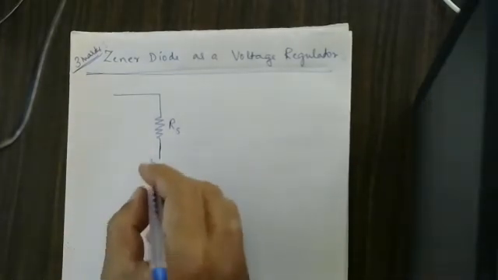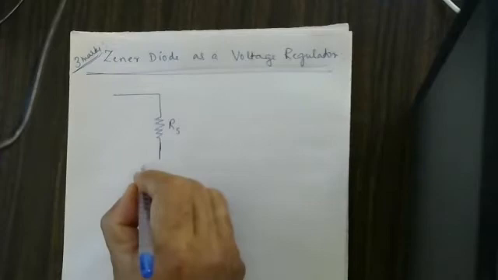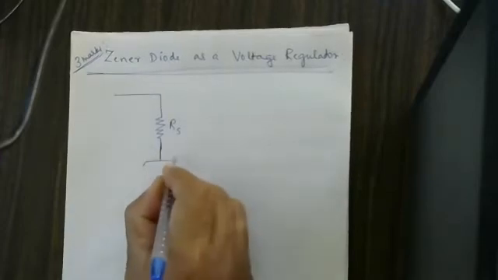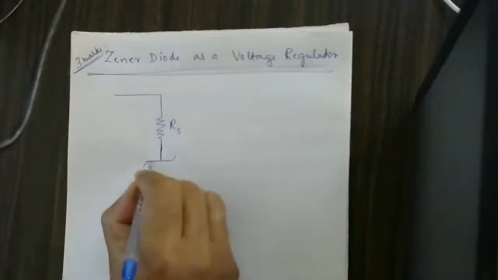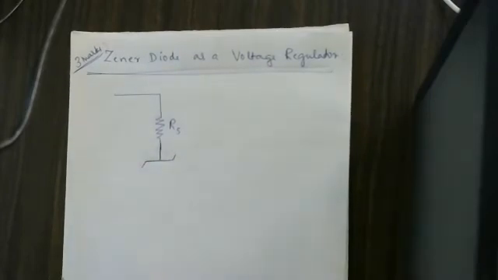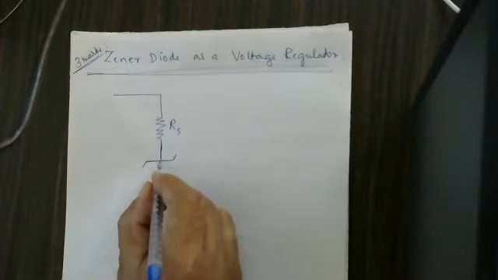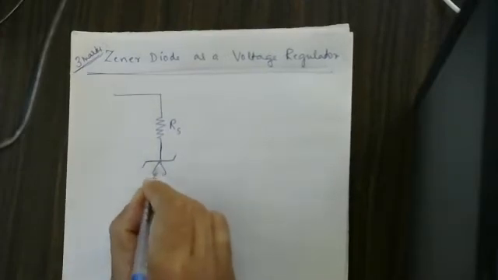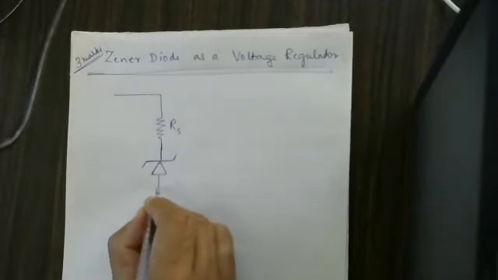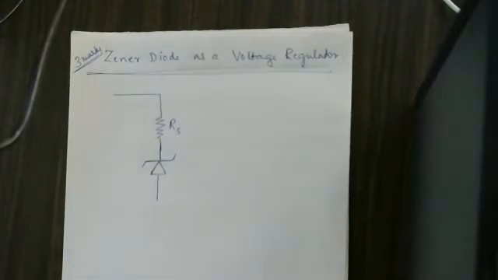And then we connect here a Zener diode. This is a Zener diode. This Zener diode, P variety, I will connect like this. This is the P variety. This is the Zener diode, P variety.